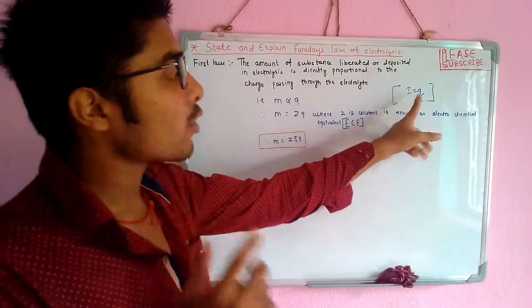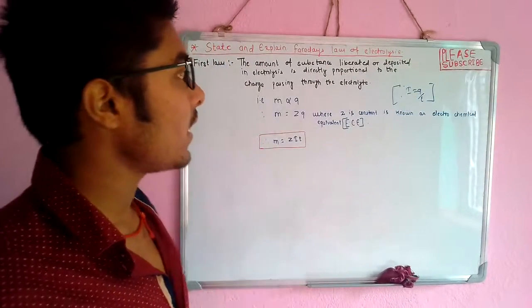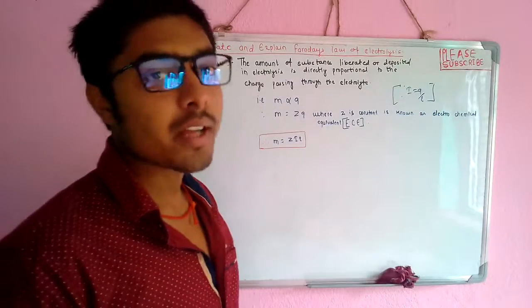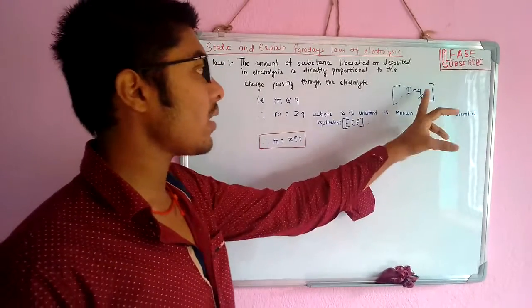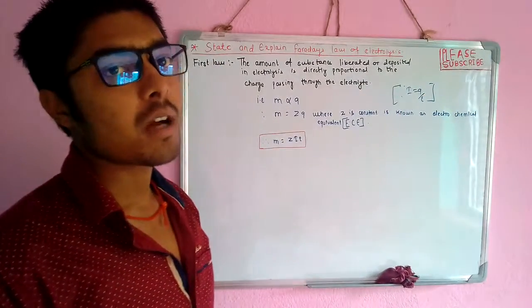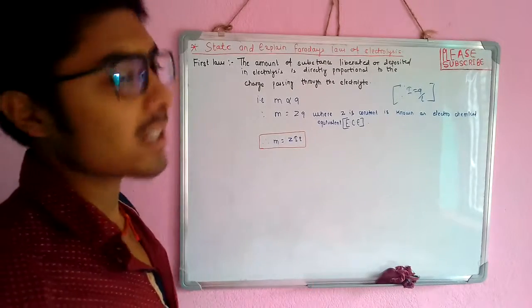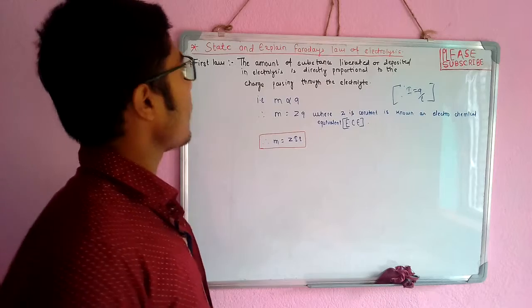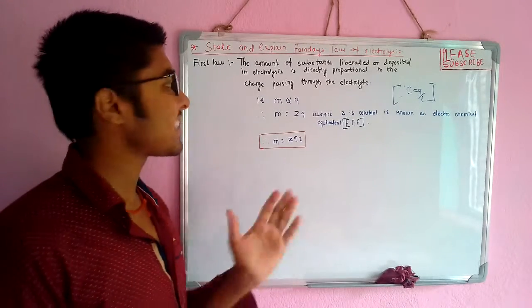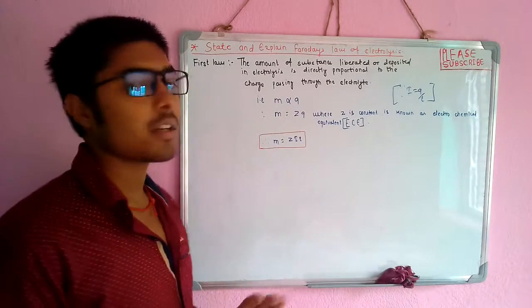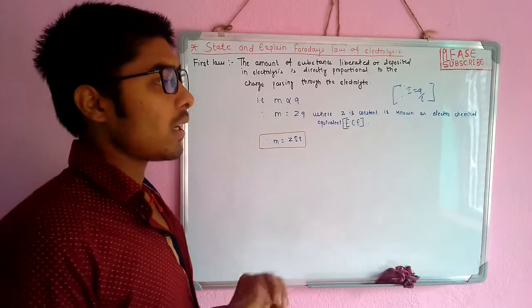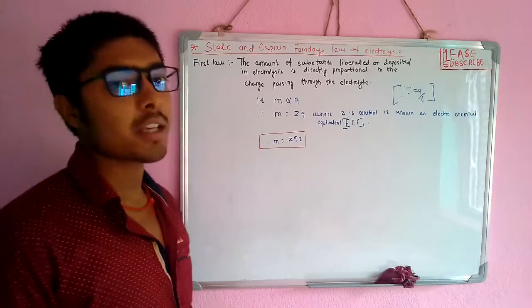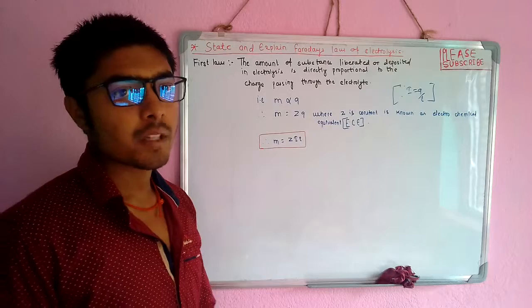As we know, I equals Q by T, current is equal to charge per unit time, and from that the charge equals the product of I and T, or I times T. Therefore M equals ZIT. And this was the first law statement, and now we are going to verify the first law experimentally.